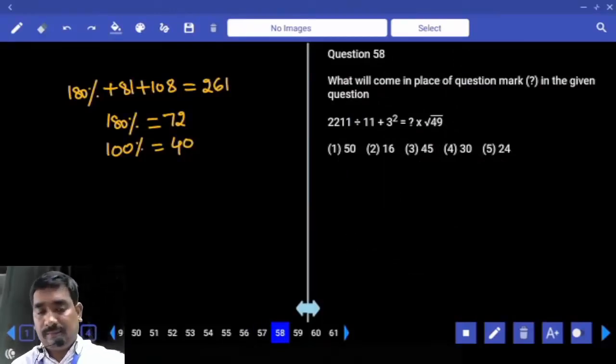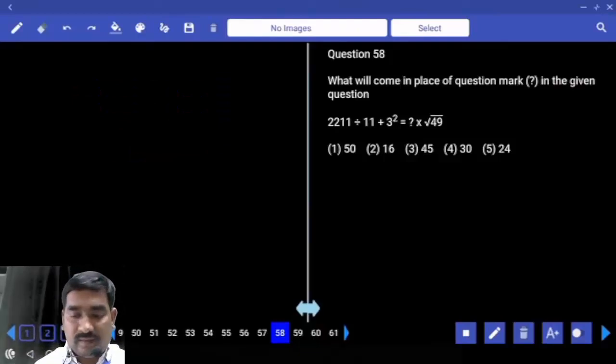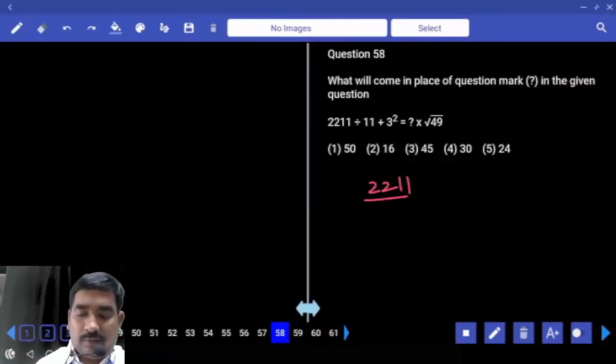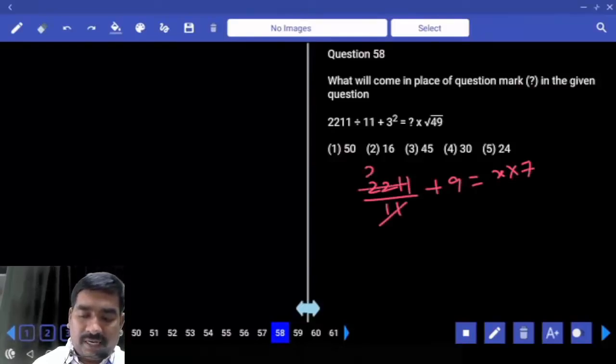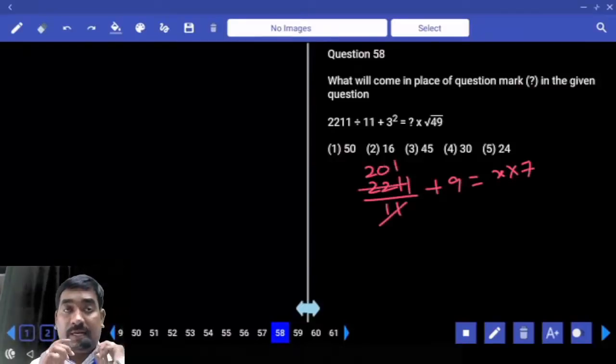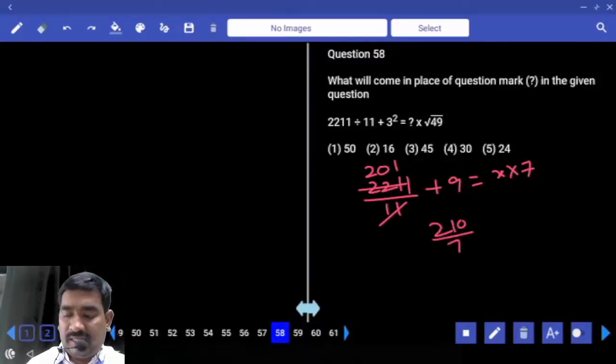Next, 2211 by 11 plus 3 square equals x into root 49, which is 7. 11 2 times is 0, 11 1 time. 201 plus 9 is 210, by 7 means 30 is your answer.